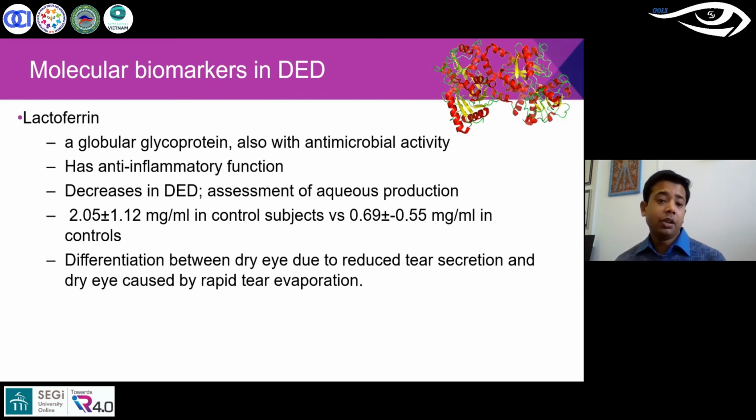Now, it's a very good idea to do this because you can differentiate between dry eye due to reduced tear secretion and dry eye caused by rapid tear evaporation. And of course, assessment of aqueous and tear secretion could be done with other simple tests like Schirmer's, with or without anesthesia, depending on your clinical setting, and a few others like the phenol red thread test can tell us the total volume of tear film.